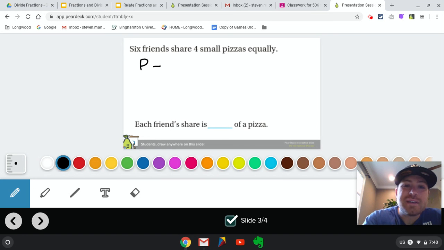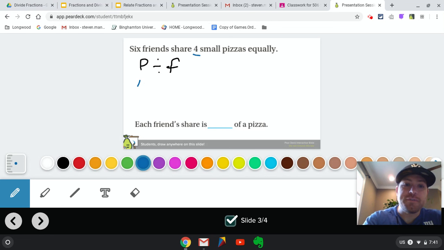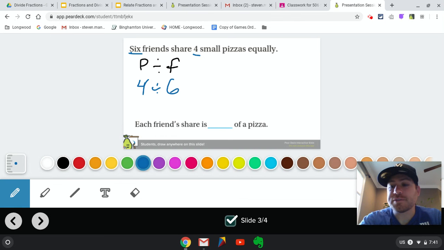And pizza is being cut up, broken up, or shared by what kind of groups? Pizza is being cut up or shared by a group of friends. Now I have pizza divided by friends, which makes sense. I'm going to cut the pizza up and give it to my friends, right? So now what I'm going to do is just plug in the numbers that go with each one. The number that goes with pizza, oh, there are 4 small pizzas, so 4 goes here, and we're dividing. And 6 goes with friends, so I have 6.